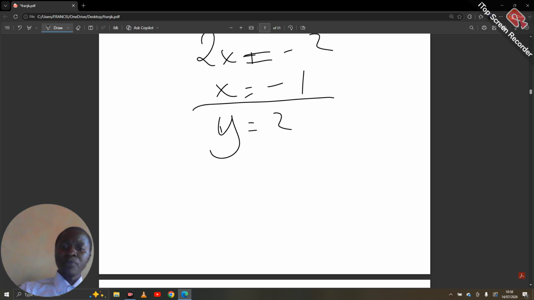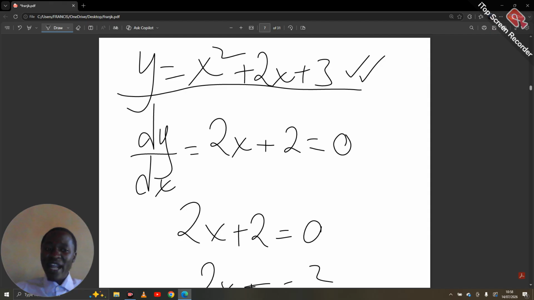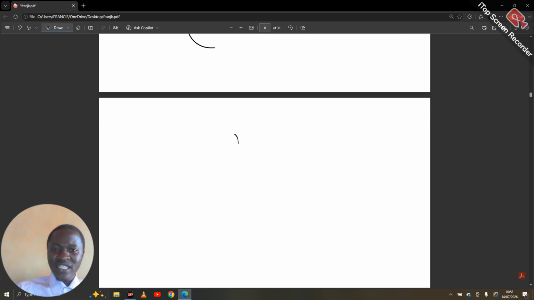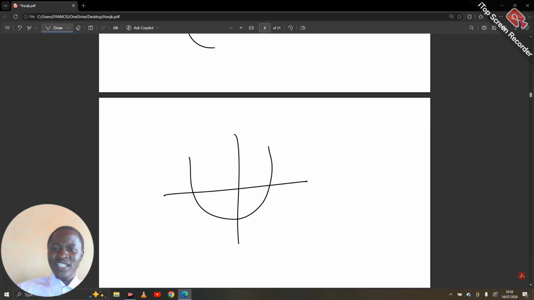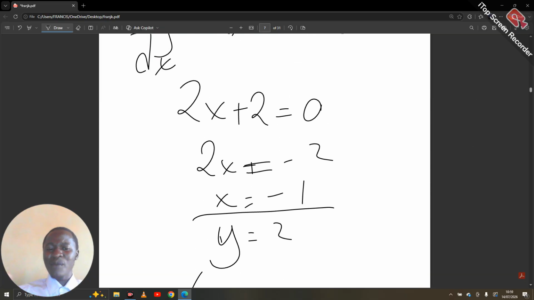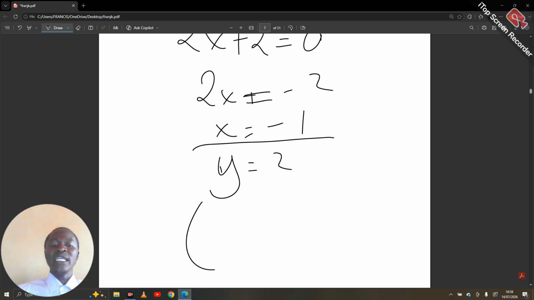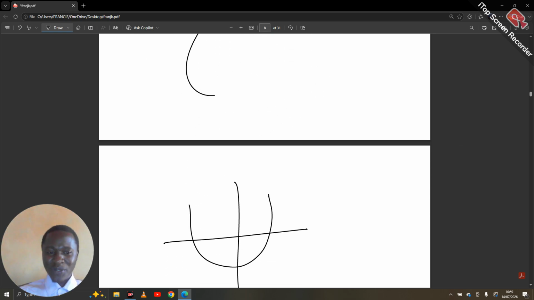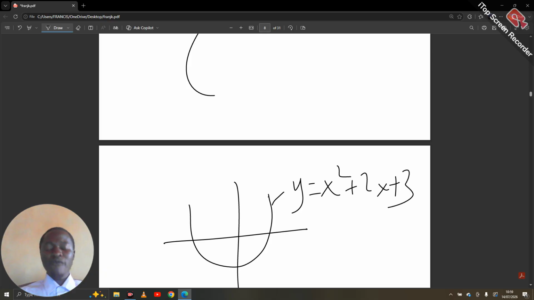So that means the stationary point of the function, remember this function is a curve. What do I mean by a curve? This is our Cartesian plane. This diagram has been simplified into some wordings or mathematical terms, and it is now what is called a function. Remember, this is y equal to what? X squared plus 2x plus 3. It is a function. It is a curve.